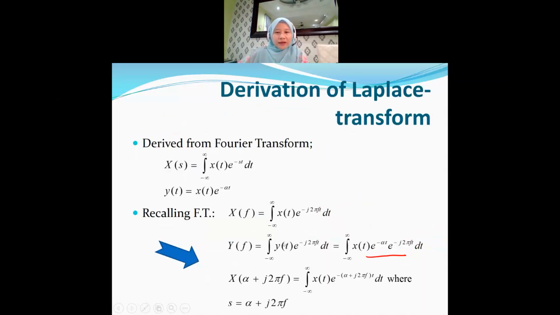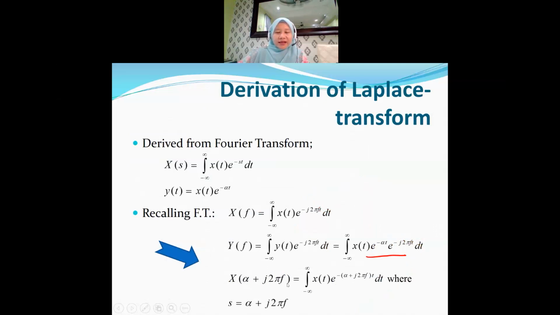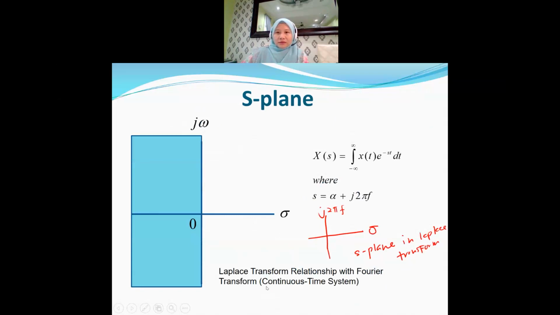So that is why the Laplace transform is X(s), where s is alpha plus j 2 pi f, or alpha plus j omega. If we put it in the bracket, X(s) equals the integral of x(t) exponent negative st dt, just changing here to s. This is also the same. So we get the equation for Laplace transform: X(s) equals the integral of x(t) exponent negative st dt. Okay, so this is the Laplace transform equation.